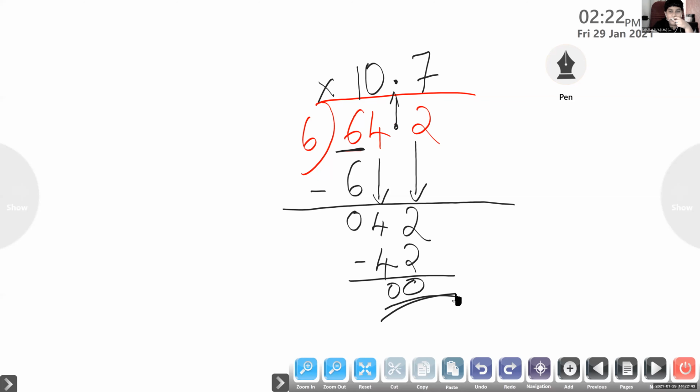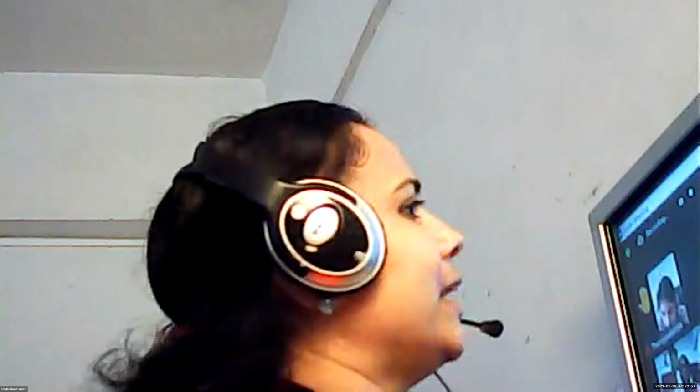Ma'am, when we divide, if there is a remainder, what will we do? That I will teach. Don't worry about those things which are not taught. What is presently in your hand, try to understand that. Don't worry about the other things. After I teach everything, this will not be in your mind. So I am teaching step by step.